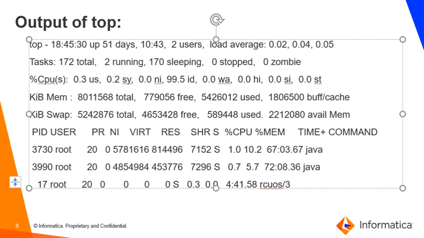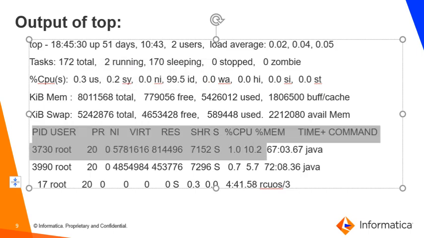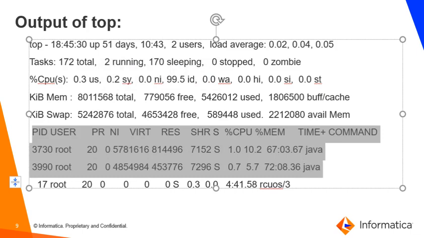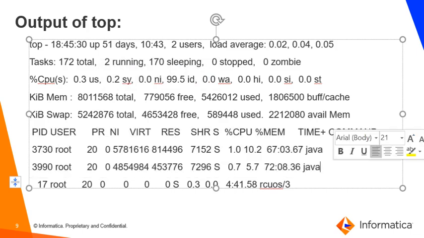Here it will give us the process list. For the top processes running on the server, I can see the first process is a Java process, for which the process ID is 3730. The user running it is root, and it is taking 1% CPU and 10.2% of memory.